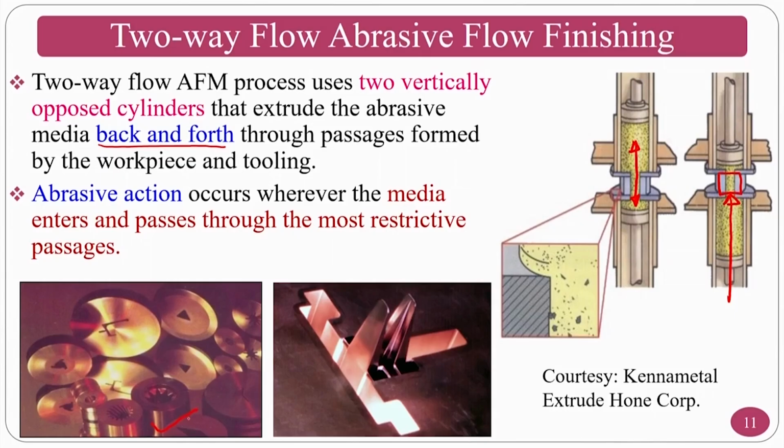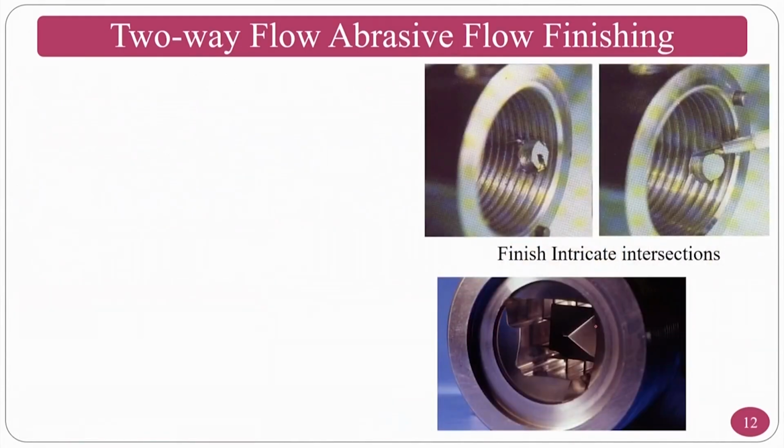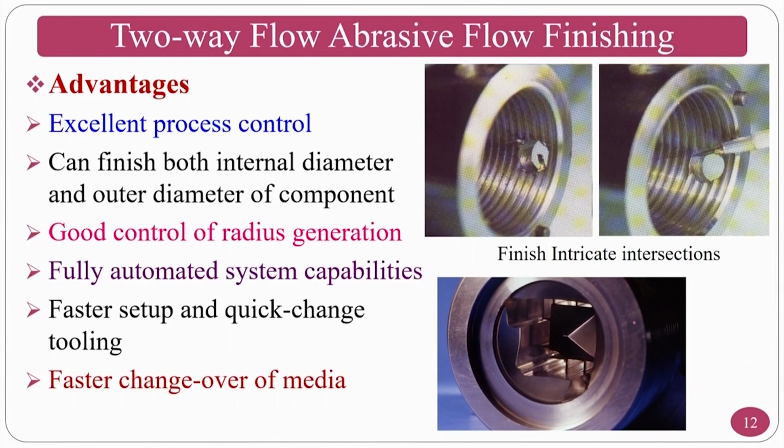If I have dies like extrusion dies like this or like this, these extrusion dies can be placed in the workpiece region, and they can be finished straight away. The medium will reciprocate through this and it will be finished. So deburring action also can take place using abrasive flow finishing. The advantages are that excellent process control is there, and it can finish both internal diameter as well as outer diameter.